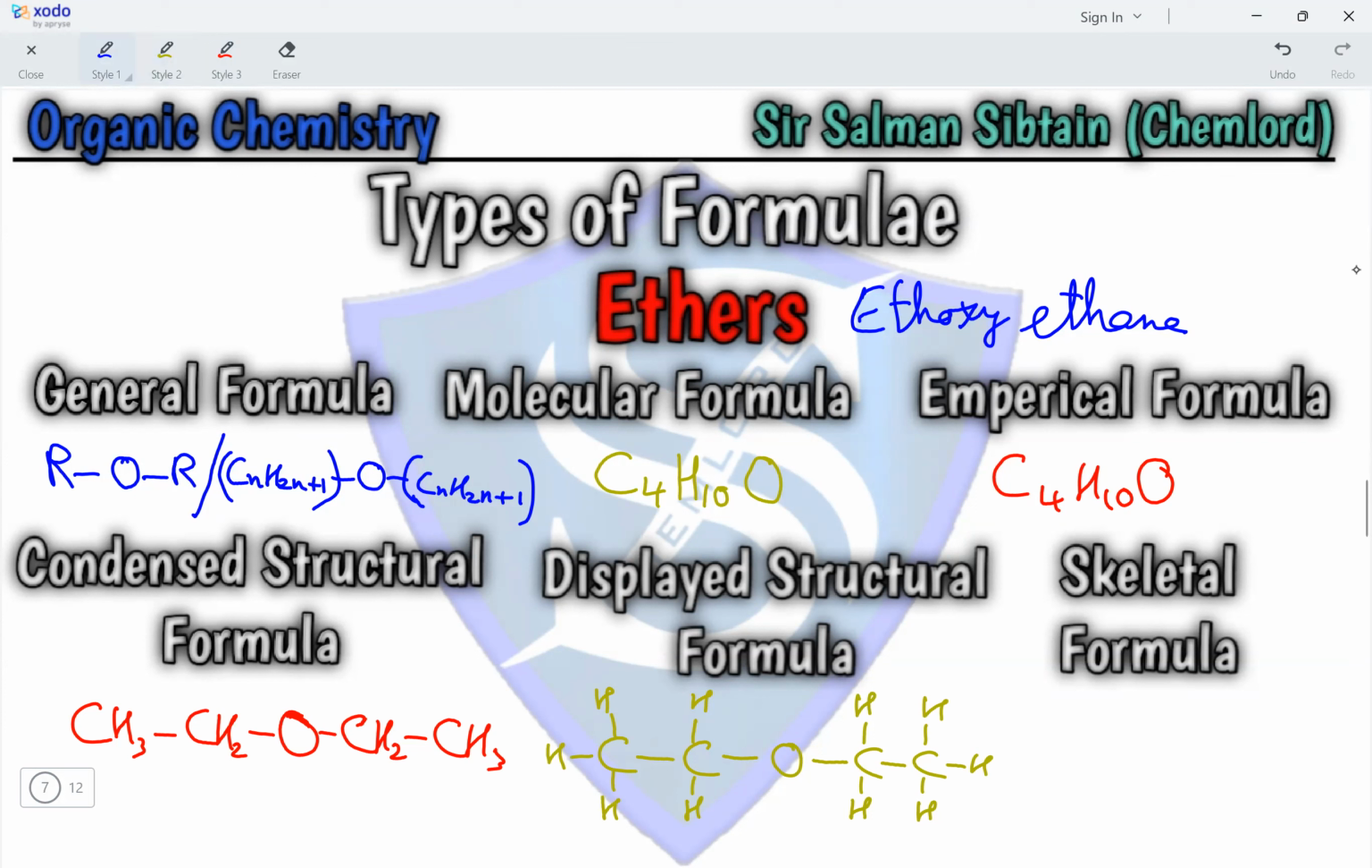And finally, the skeletal formula: we have two carbon atoms bonded to an oxygen, and then again two carbon atoms. So this is the skeletal formula of ethoxyethane.